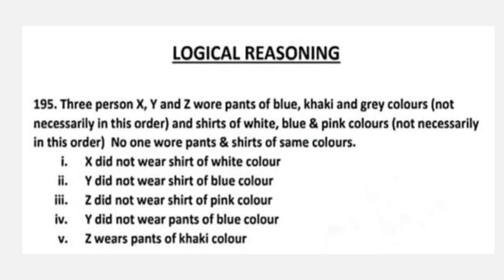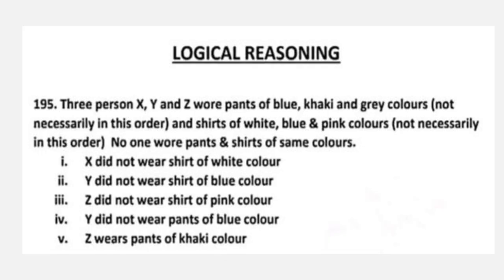So we are moving towards logical reasoning. Three persons X, Y and Z wore pants of blue, khaki and grey colors, not necessarily in this order, and shirts of white, blue and pink colors, not necessarily in this order. You have to understand this, that it is being written not necessarily in this order. No one wore pants and shirts of the same color.